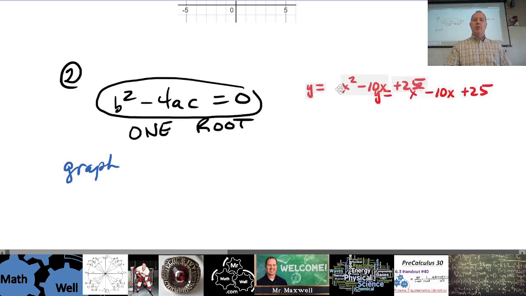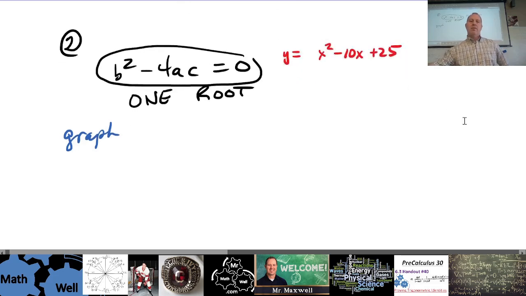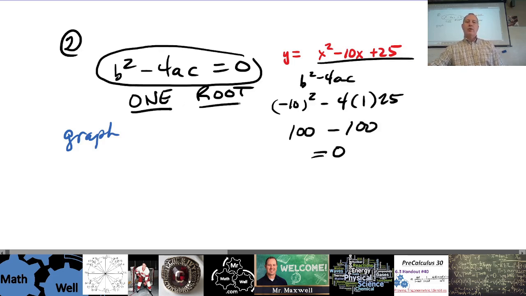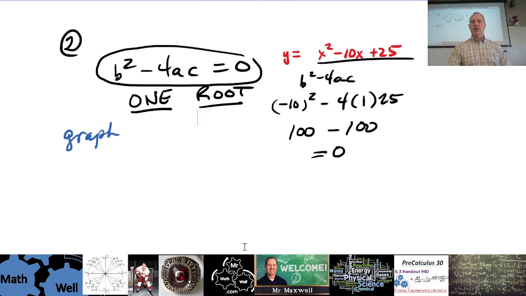Well, here's an example where we're going to have this equaling 0. So b squared minus 4ac is actually negative 10 squared minus 4 times 1 times 25, which is positive 100 when you square a negative, minus 100. So that equals 0. In this case, you have one root, or like I mentioned before, technically 2 identical roots, but we'll just call it 1 root for now. That means that this parabola is just going to bend down and touch the x-axis just once.